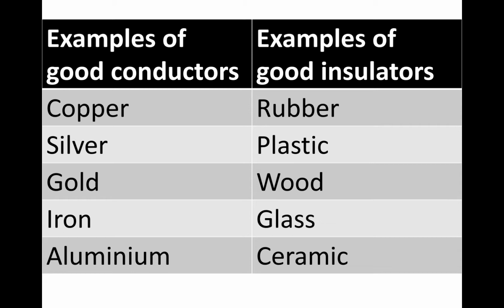In the case of copper, silver, gold, iron, and aluminium, these are all metals. In a metal, electrons can be passed from one atom to the next easily, whereas rubber, plastic, wood, glass, and ceramic require a very large potential difference in order to cause electrons to be able to jump from one atom to the next.